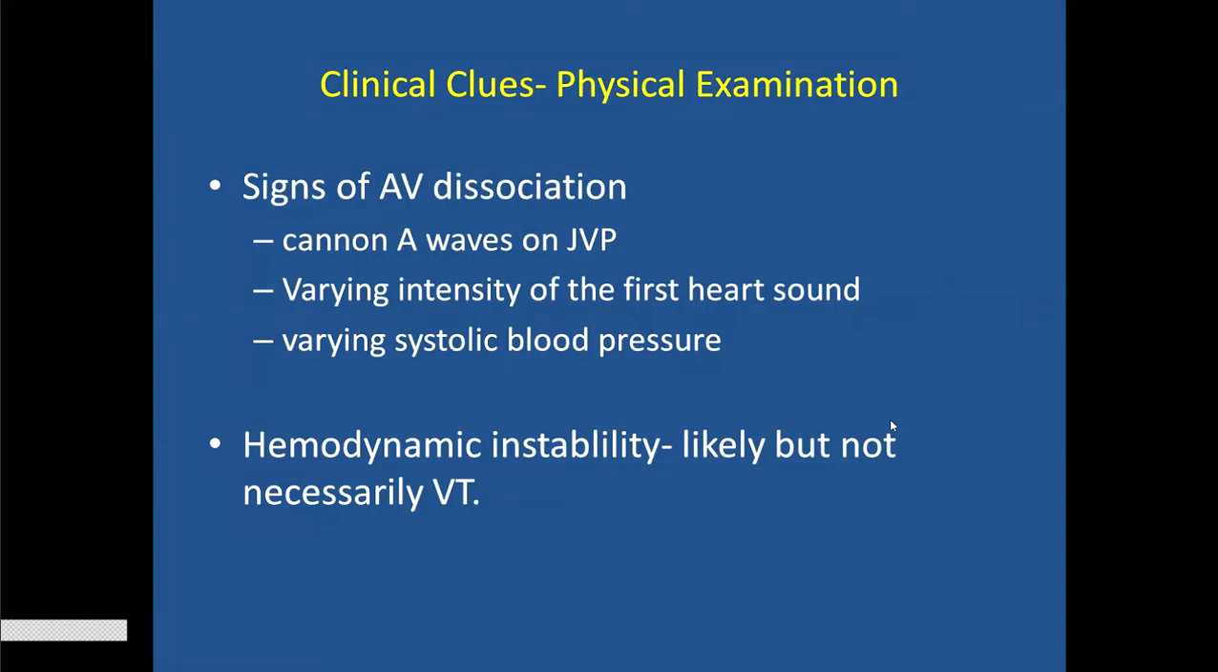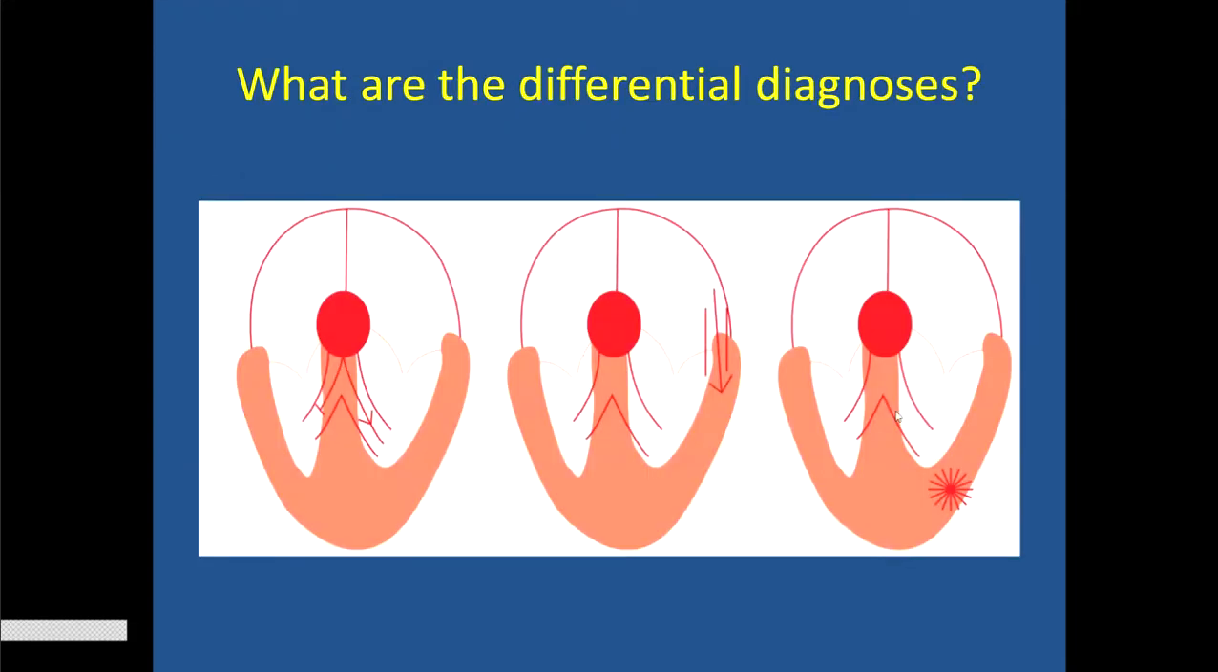Now, clinical clues going into physical examination. If the patient is hemodynamically stable, we can have a look at the JVP. We can see cannon A waves, and if you have a keen eye and a keen ear, you can listen to varying first heart sounds as well. Hemodynamic instability is very likely to be a VT, but it is not always so. Even SVTs, which are very rapid, can cause hemodynamic instability.